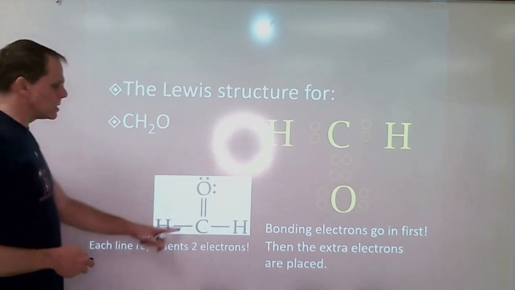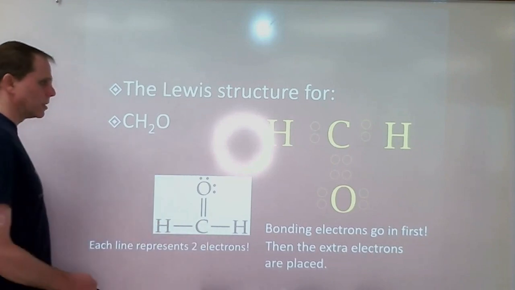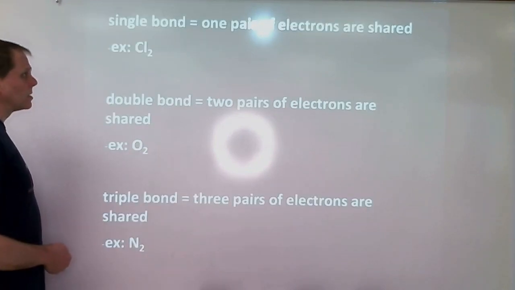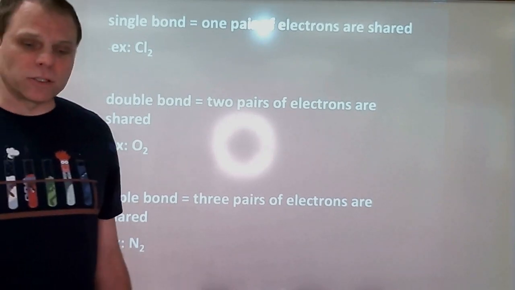Okay, remember each line represents 2 electrons. So I've got 4 electrons in between here, 2 electrons and 2 electrons between those. And that takes us to this, single bonds, 1 pair of electrons shared.